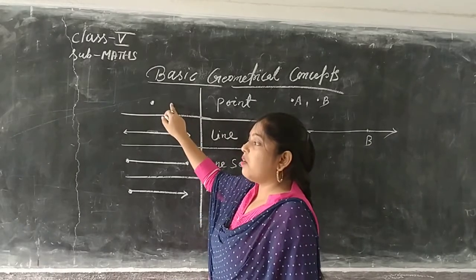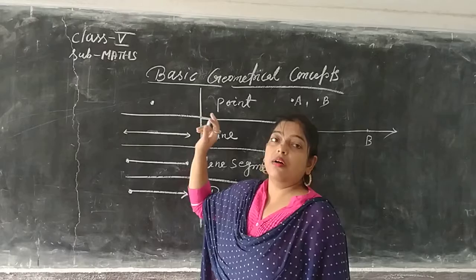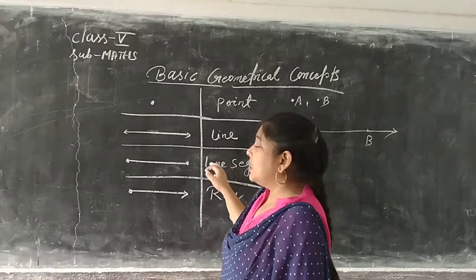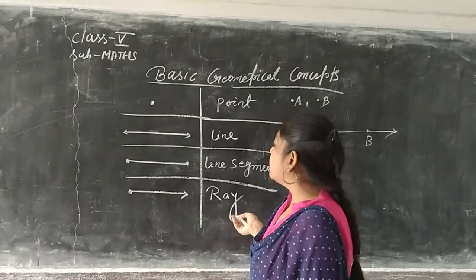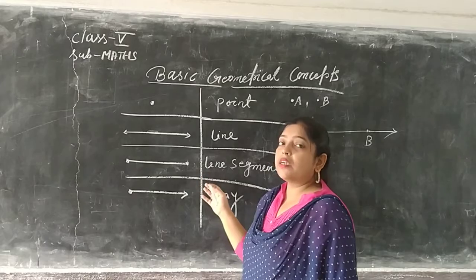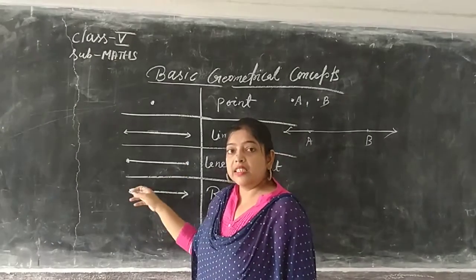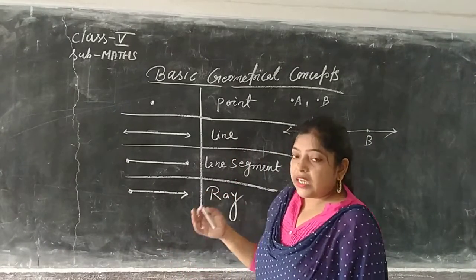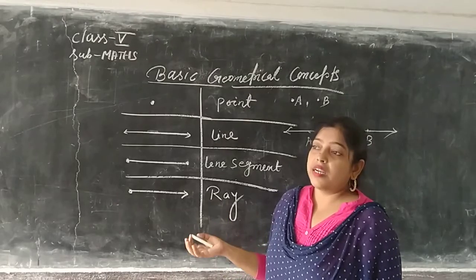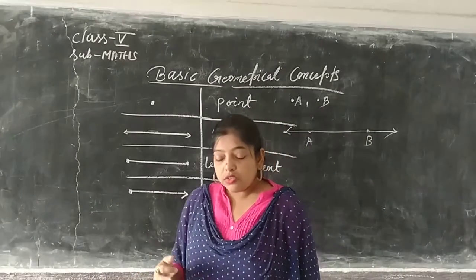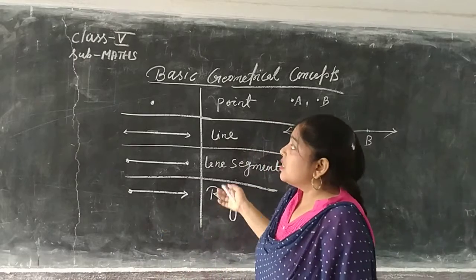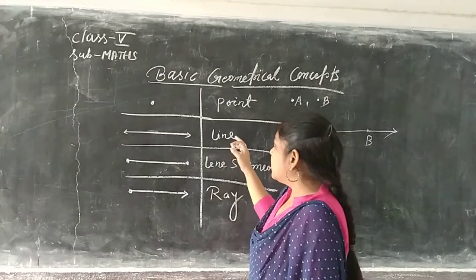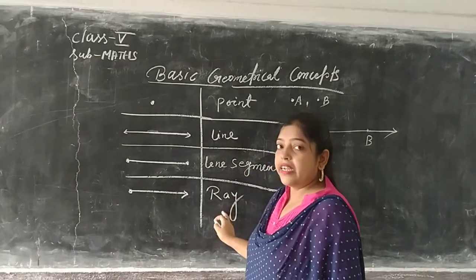So now, first is the point. A point is a mark of position. A line does not have a definite length. It can extend endlessly in both directions. A line segment is a part of a line. It has a definite length. It has two end points. A ray has only one starting point, for example the sun's rays or a torch of light. So these are the main kinds of parts in geometry: line, line segment and ray.